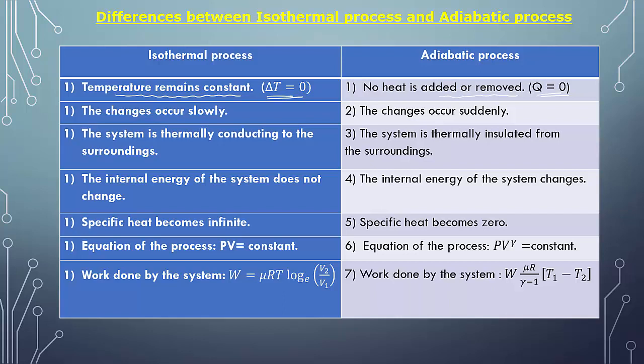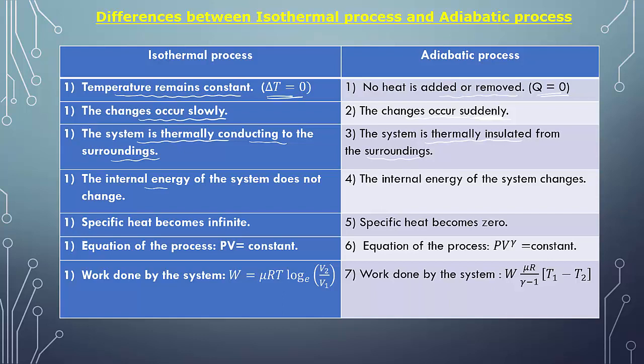In an isothermal process, the changes occur slowly, the process should take place very slowly, but in an adiabatic process, the process should take place very fast, suddenly. Then the third difference: the system is thermally conducting to the surroundings. It means the exchange of heat takes place between system and surroundings in isothermal, but here the system is thermally insulated from the surroundings. Here it is not in contact with the surroundings.